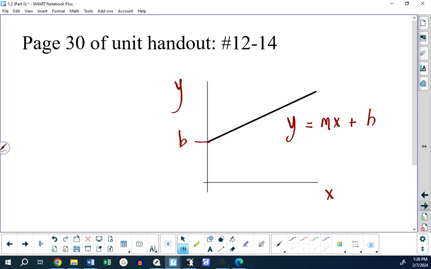So you have 3 problems that I would like you working on for Monday: 12, 13, and 14. These are all on page 30 of your unit handout, so you don't need your textbook today. Any questions? Does that make sense today? Followed along okay? All right. In the words of my mom, pitter patter, let's get at her.